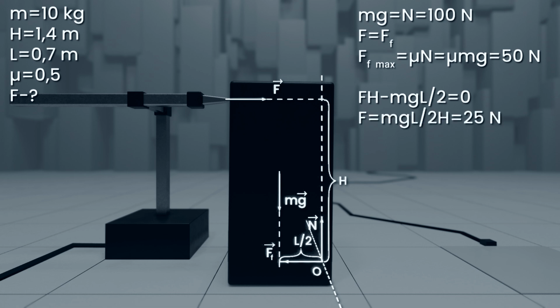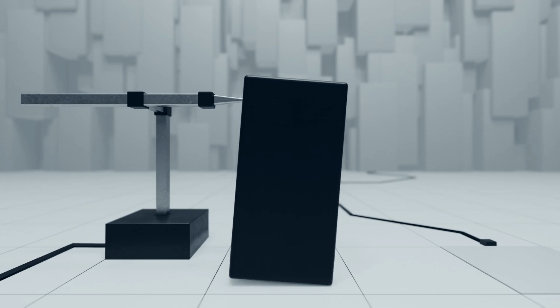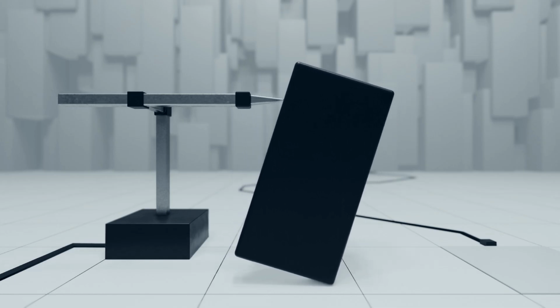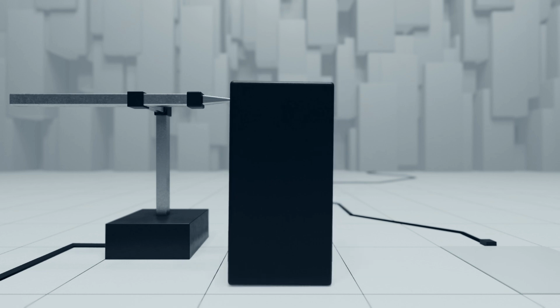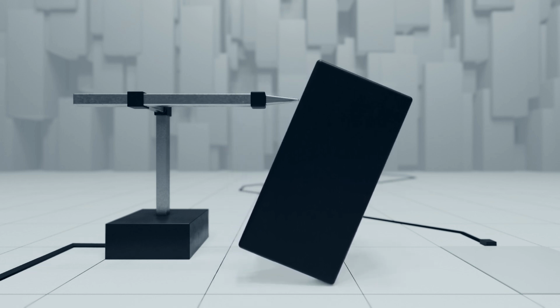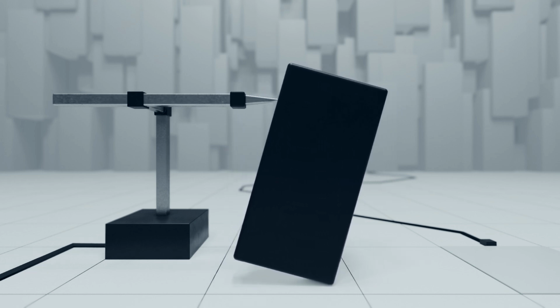If we continue applying a force greater than 25 newtons, the box will tilt further. However, for the box to completely fall over, the torque of the gravitational force must change its direction. This happens when the center of mass of the box is directly above the pivot point. At this moment, even if we stop pushing the box, it will fall over on its own.